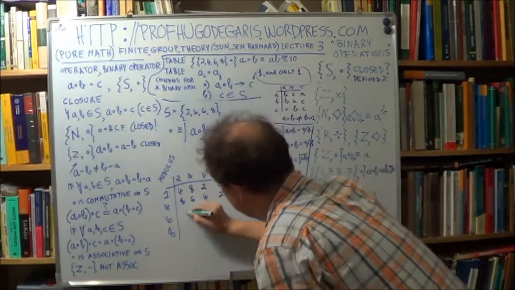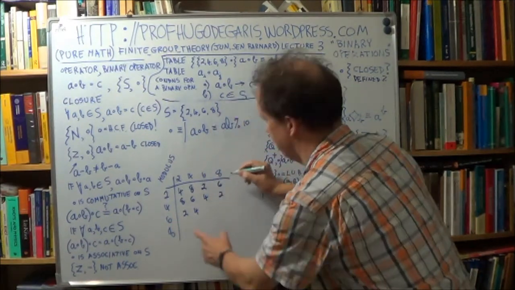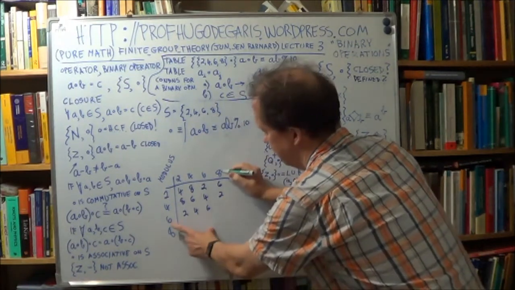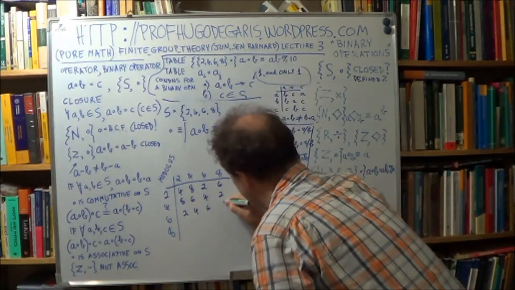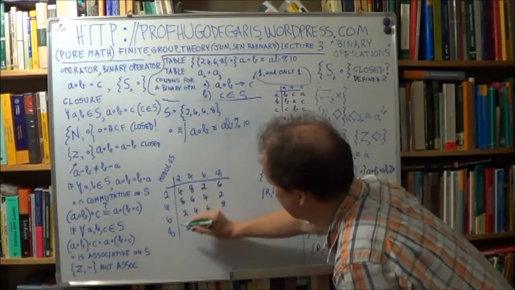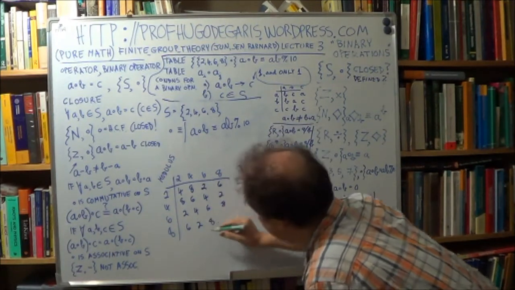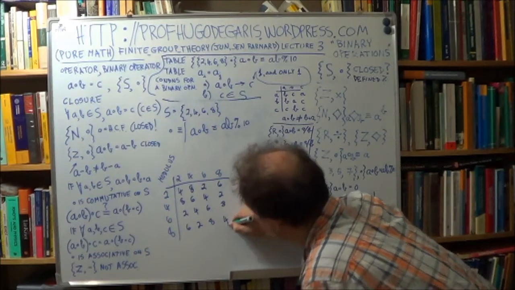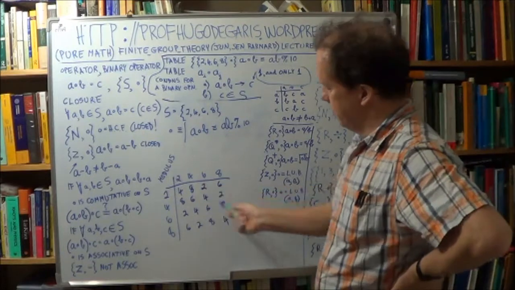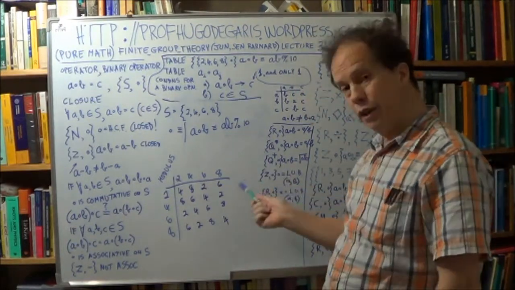6 times 2 is 12, that's 2. 6 times 4 is 24, so mod gives you 4. 6 times 6 is 36, mod 10, that gives you 6. 6 times 8 is 48, mod 10, that gives you 8. 8 times 2 is 16, mod gives you 6. 8 times 4 is 32, that gives you 2. 8 times 6 is 48, mod gives you 8, and 8 times 8 is 64. Alright, there is a table, a binary operation table. And in fact, it's actually a group.